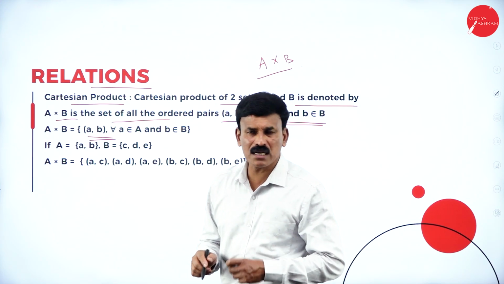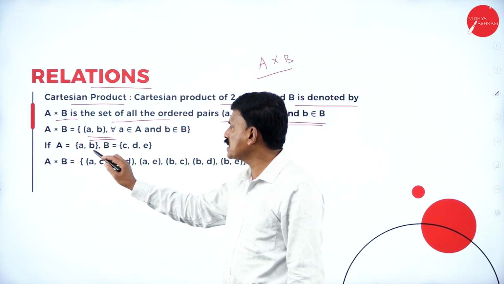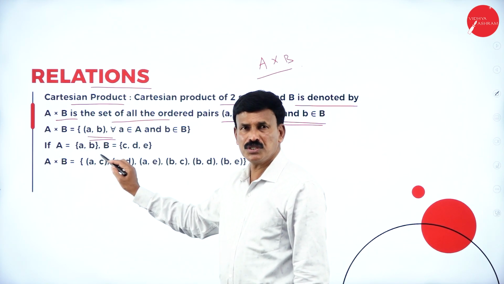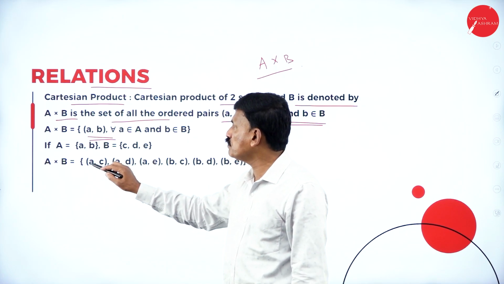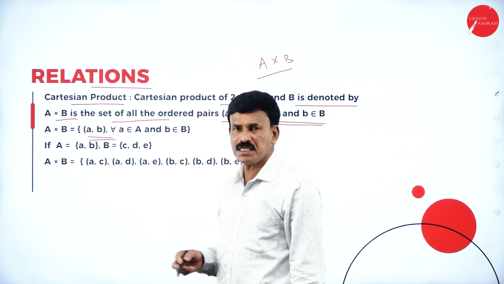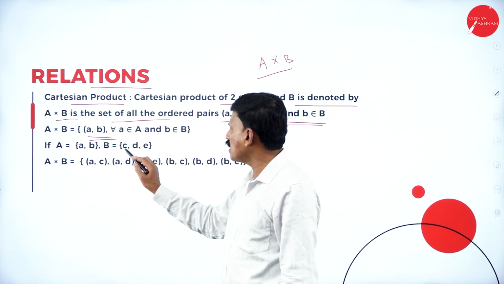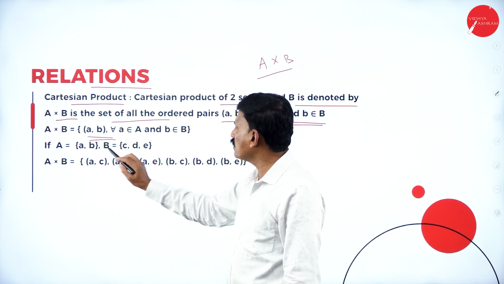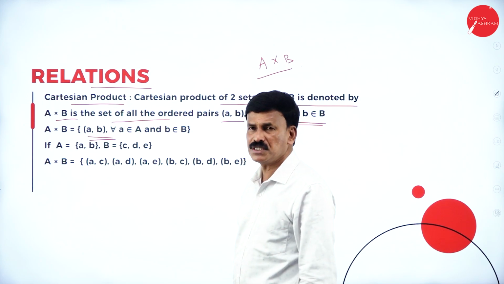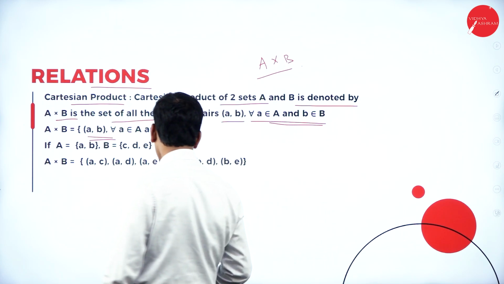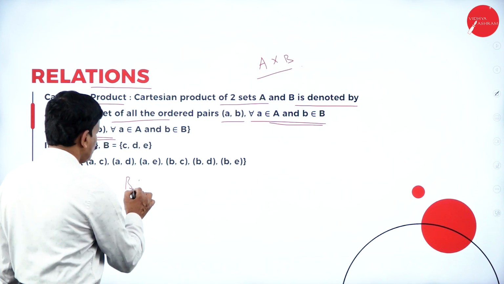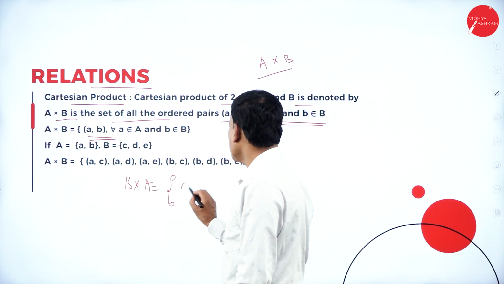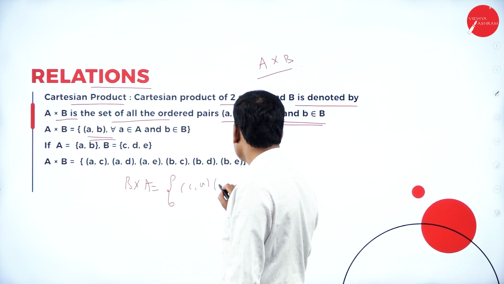Let us take a small example. Let A be the set {a, b} and another set B be {c, d, e}. So A contains 2 elements and B contains 3 elements. Then the Cartesian product of these two sets, A cross B, is equal to (a, c), (a, d) and (a, e). Similarly, take the second element: (b, c), (b, d) and (b, e). This is called the Cartesian product. Similarly, if you want to write the Cartesian product B cross A, what does B contain? c, so (c, a), then (c, b).